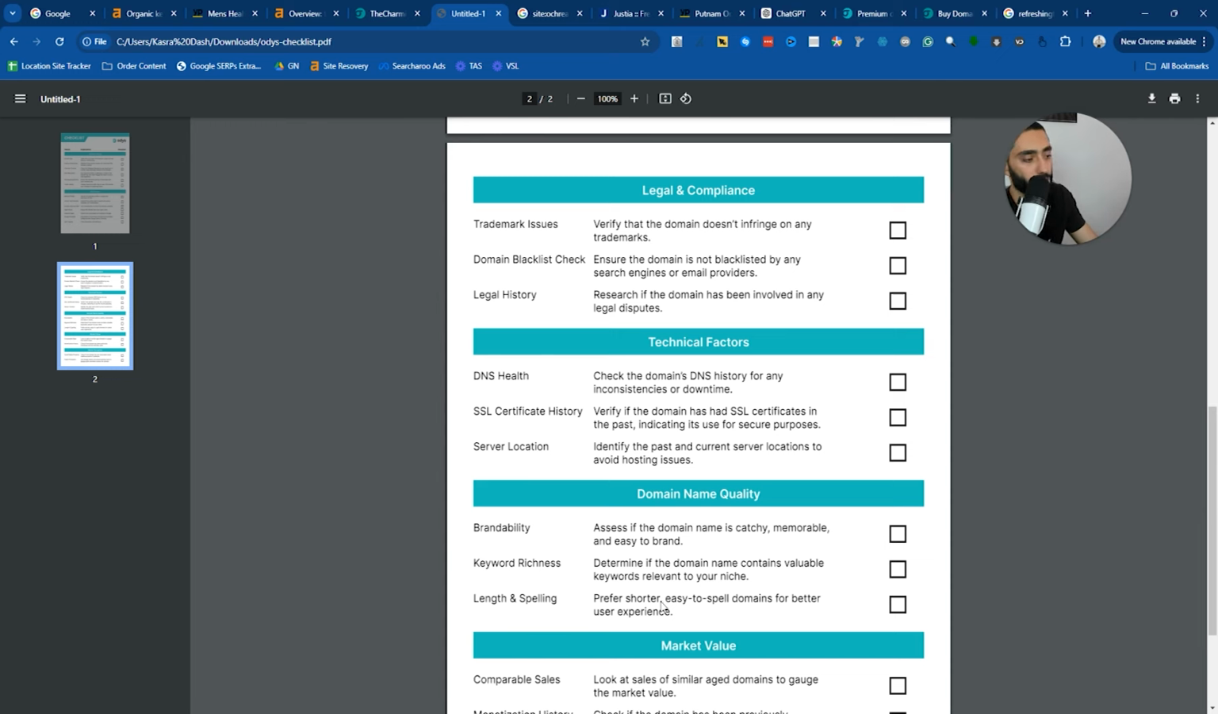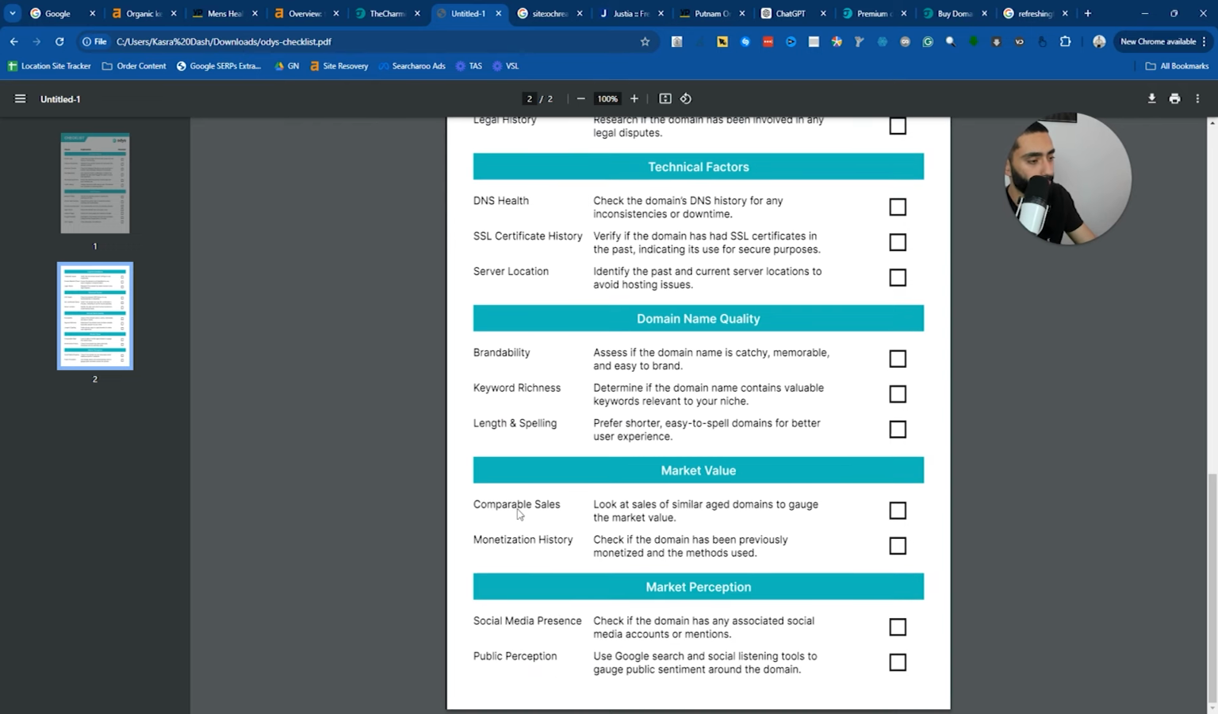Length and spelling, prefer shorter, easy to spell domains for better user experience. Now, this is one of my personal preferences. I don't always like having numbers in my domain name. I just think that it looks a little bit spammy. But again, that's just my personal preference.